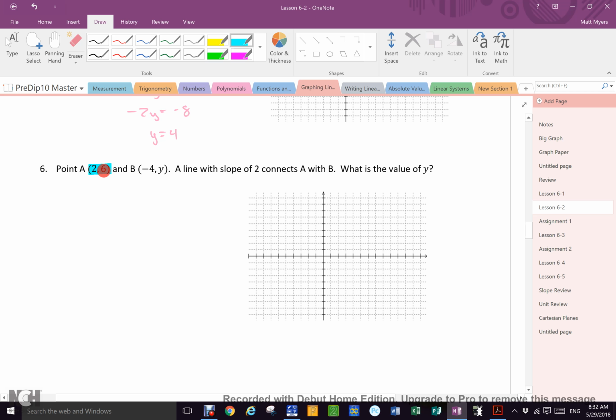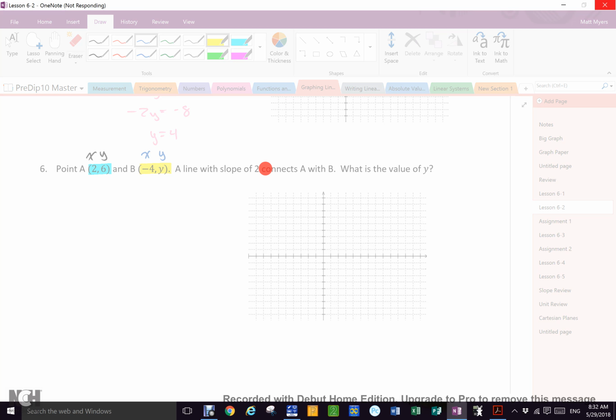What is that? That there's an X and a Y. What is that? That there's an X and a Y. What is that?